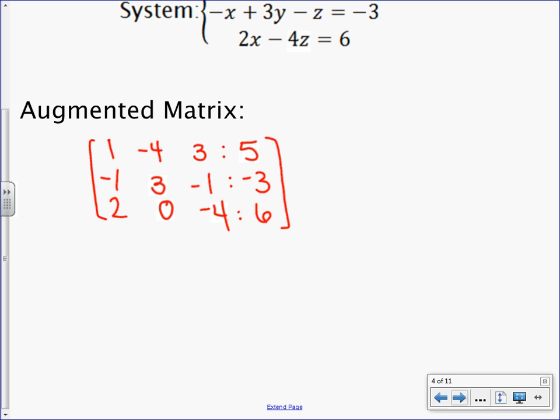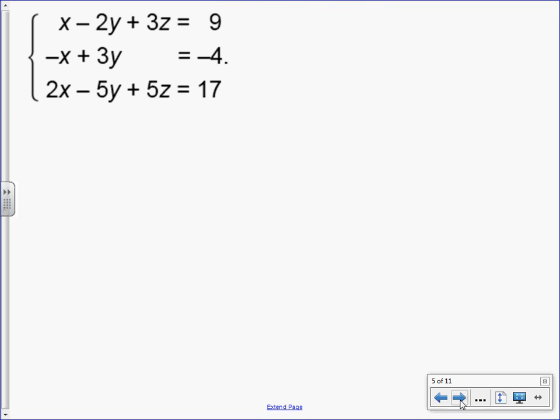What we're going to be able to do with this is eventually use a matrix to help us solve for x, y, and z. So what I want you to do is take this system of equations and write the augmented matrix for me. I'll give you 1 minute to do it.